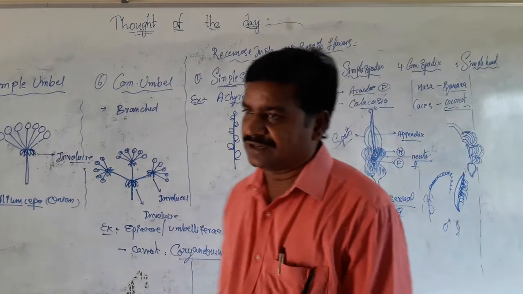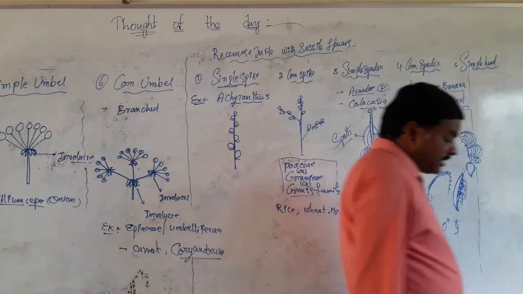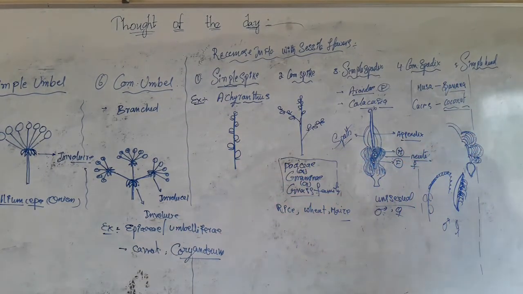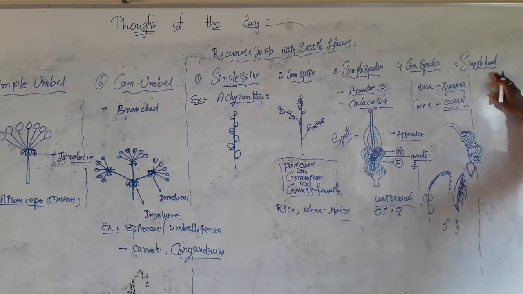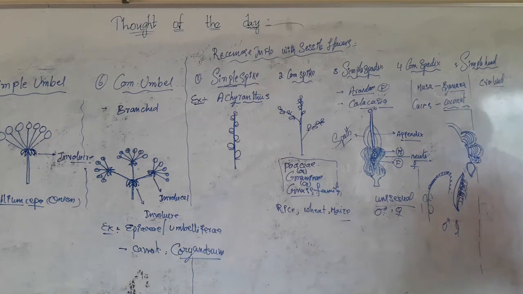Very, very important. What is special in this? Compared to all these racemose inflorescences, this head inflorescence, including simple and compound head inflorescence, is a highly evolved inflorescence among the racemose types. Highly evolved means highly developed, advanced.